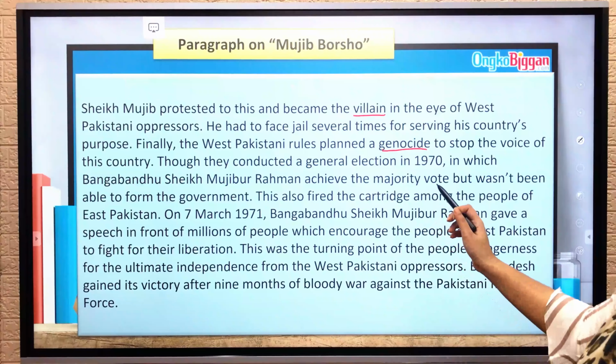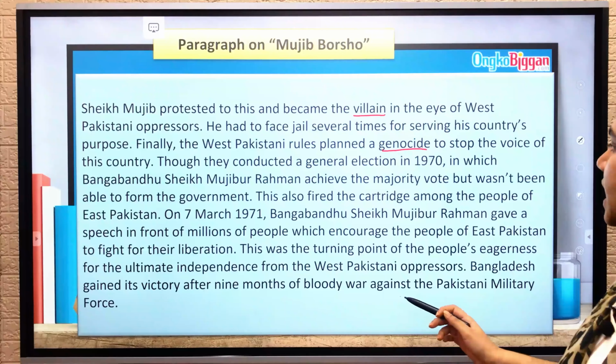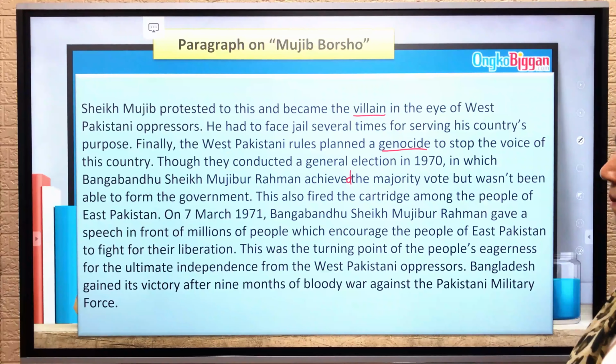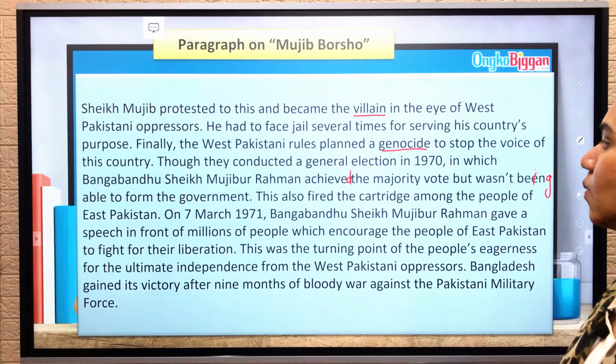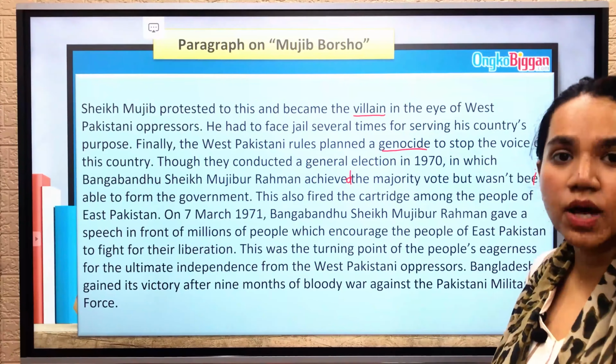Though they conducted a general election in 1970, in which Bangabandhu Sheikh Mujibur Rahman achieved the majority vote, he wasn't able to form the government. So what did we see here? Bangabandhu Sheikh Mujibur Rahman achieved the majority vote, but he could not form the government. Why could he not form the government? Because once again, people were against him. They did not let him do as he wanted, right?